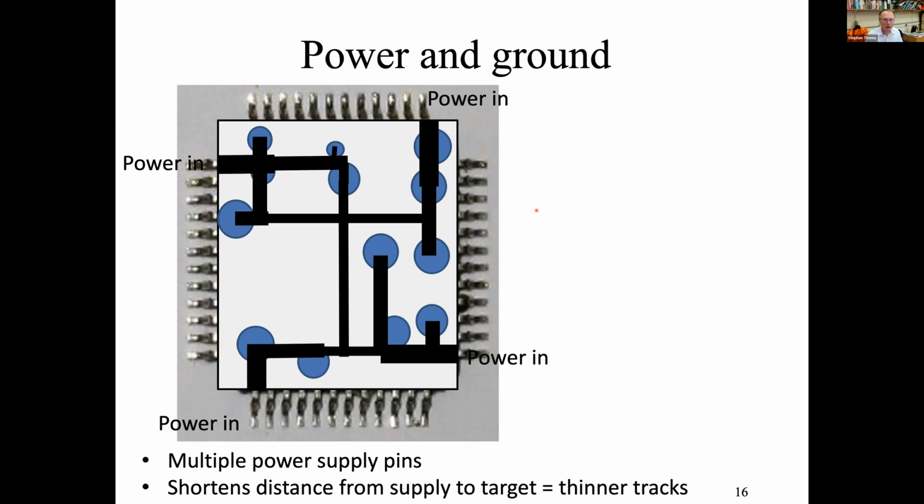But another way you can look at it and say, well, actually, we could have multiple power in, and you'll see that in many chips. So they don't just have a single input for power, they have several inputs for power. So here we've got one at each corner. Then when you start to work out your wiring, you can end up with thinner tracks because you've got less distance to go from the supply to the target. And so actually that can save space internally in your design.